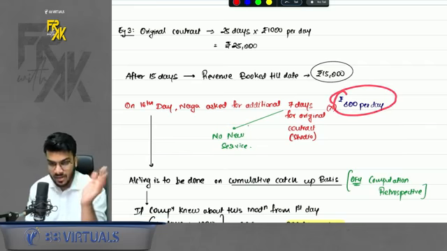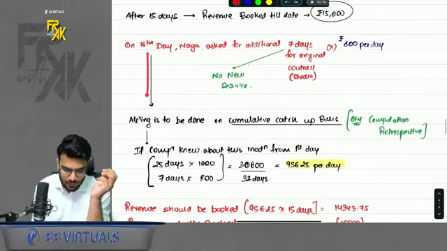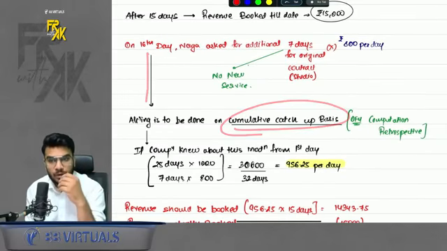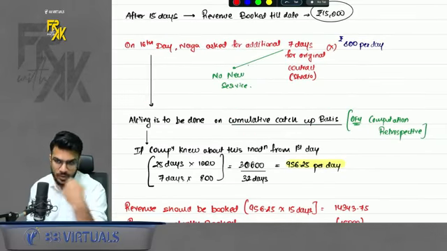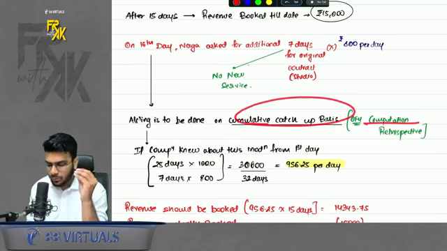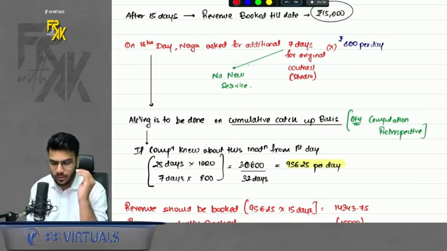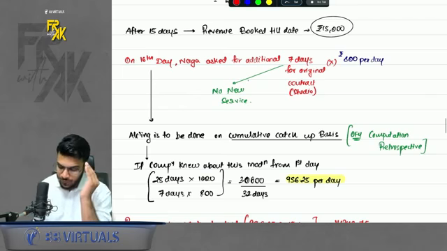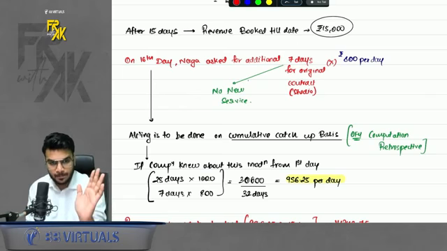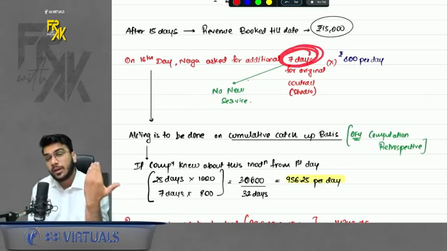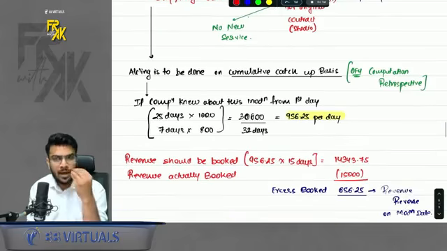And the price also is not standalone. Okay. When this is done, he will account as per cumulative catch-up basis. Now, what is the meaning of cumulative catch-up basis? Okay. So in cumulative catch-up basis, we do the computation retrospectively. How do we do it? Just try to imagine, what if we had this information from the first day only? Okay. Then how would we do the accounting?